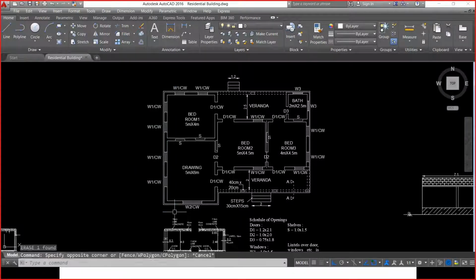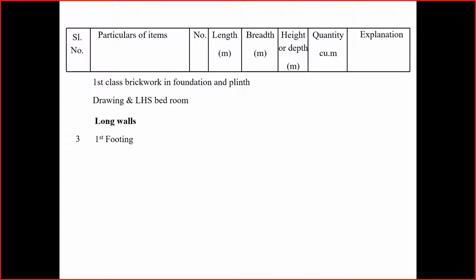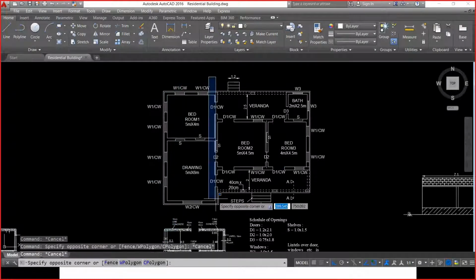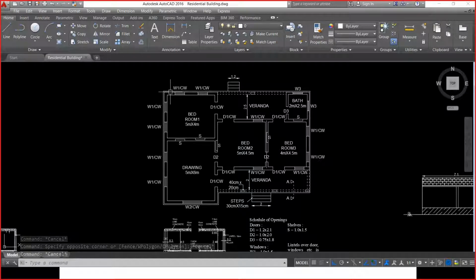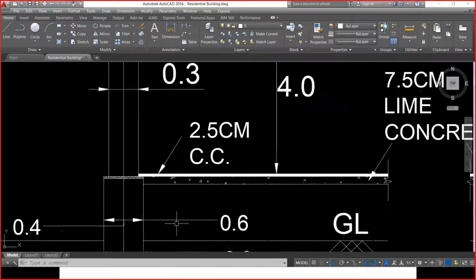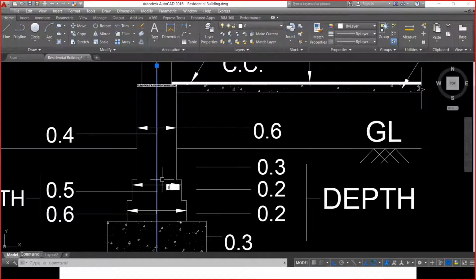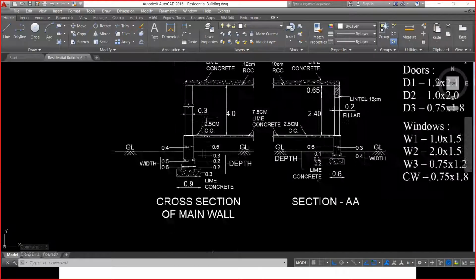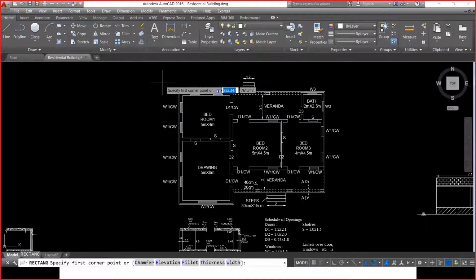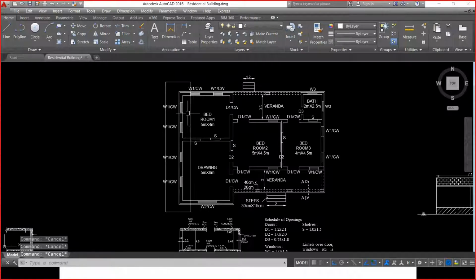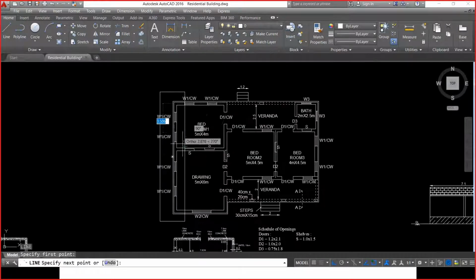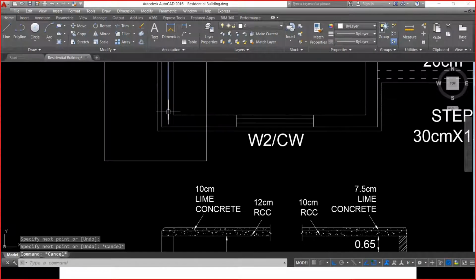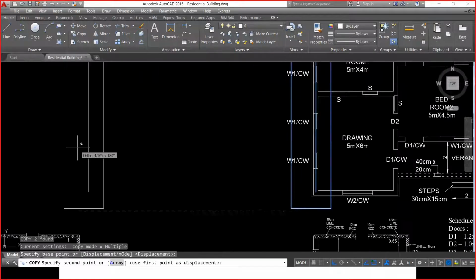So we have totally two numbers of long walls. Let me start with the first footing. Under long walls, the first footing, total two numbers. This is long wall number 1 and this is long wall number 2. So the length calculation, I know the center to center distance. Center to center distance is 10.6 meter for this long wall. And when I consider the first footing, 10.6 meter is the center to center distance, and I need to consider this as the area of first footing. I'm going to copy it right next to this.